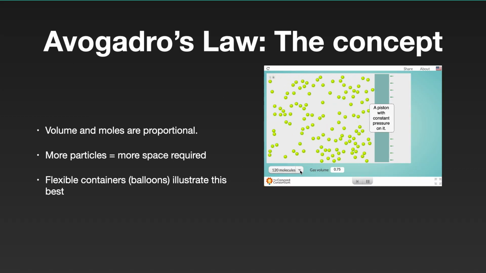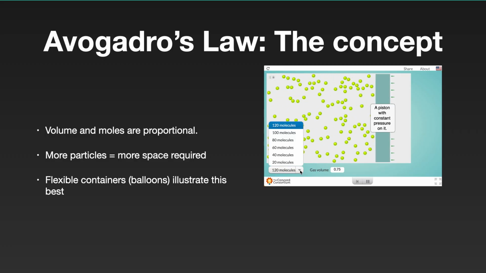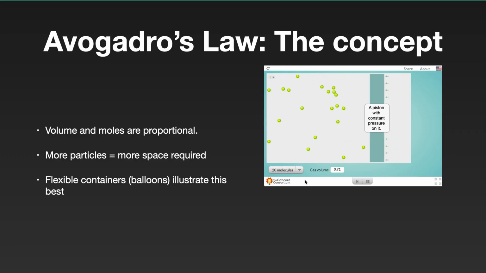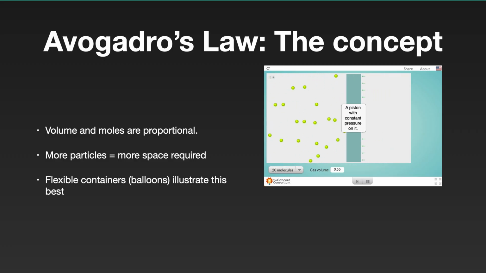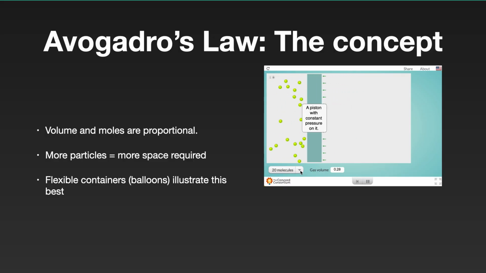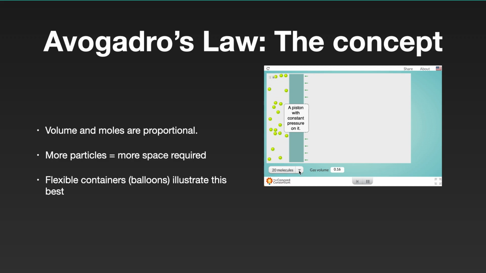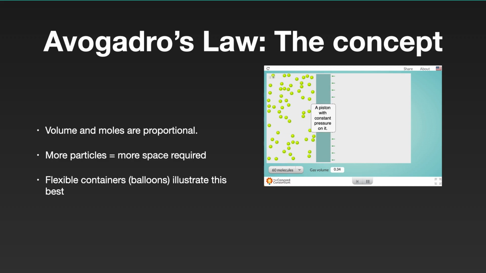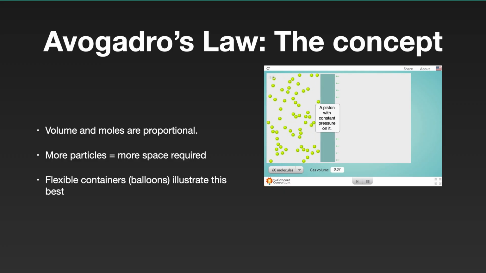It basically states that the volume of a gas is proportional to the number of moles of that gas. If you have a flexible container like that shown here in the simulation, and you remove gas particles, the volume has to go down to accommodate them. And likewise, if you add gas to the volume, then it's going to increase.